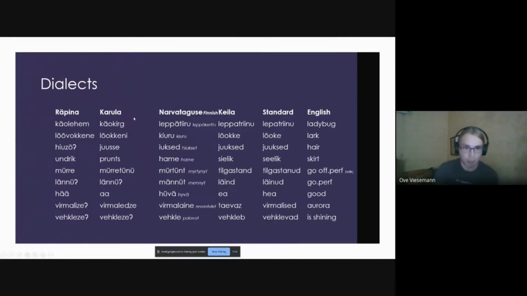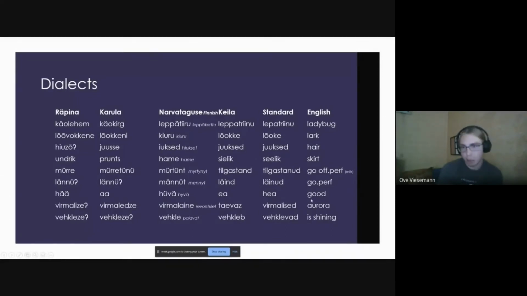So Räpina and Karula, these are from the southern Estonian. Narva-Taguse is from the northeastern coastal Estonian, which has lots of Finnish influence. Then Keila is from Middle Estonian, and here is the standard Estonian and English translation. A feature that the Southern Estonian dialects have is the glottal stop. For example, the word hair, which in standard Estonian is juuksed. In Räpina dialect, it is juuse.